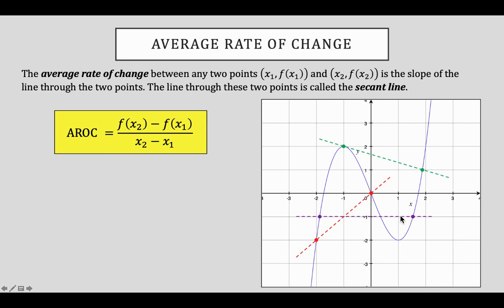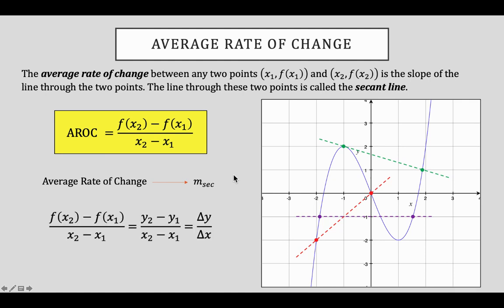All right, your graph can have an infinite number of secant lines, but you will be given the particular points that apply in each problem. Again, when you see the words average rate of change, think about the slope of the secant line, m secant, and keep it simple. f of x2 minus f of x1 divided by x2 minus x1. That's the same thing as y2 minus y1 over x2 minus x1, delta y over delta x. All you are doing is finding the slope between 2 points.